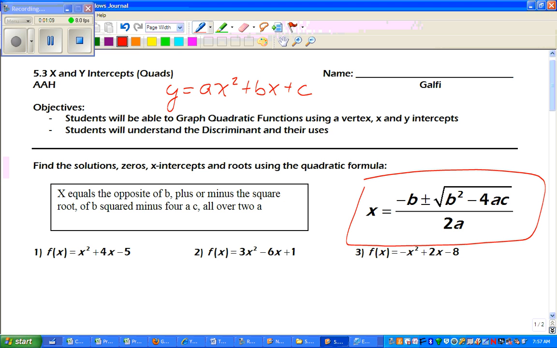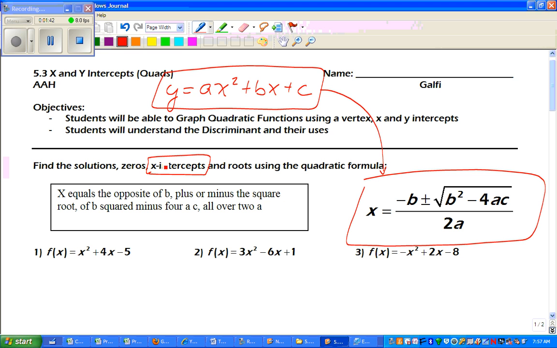Now, what you don't know is how they actually got that equation. They started with a standard form, completed the square, and got this. This is an extra credit assignment that I'm going to tell you guys about tomorrow. But that's how the professionals started with a standard form of a quadratic equation, completed the square, and solved it to get the quadratic formula. So the quadratic formula actually tells you what the x-intercepts are.